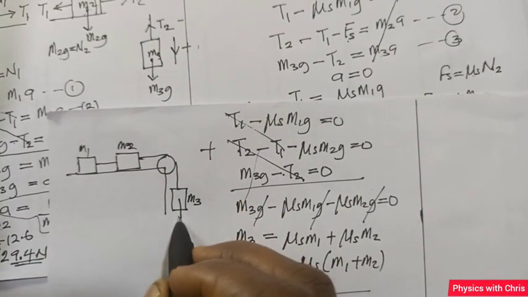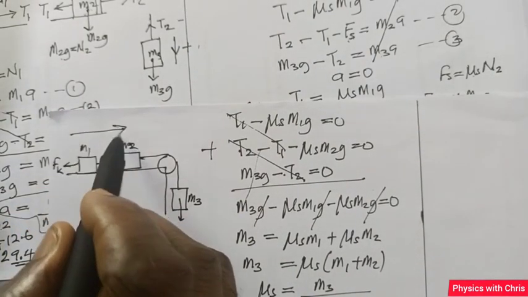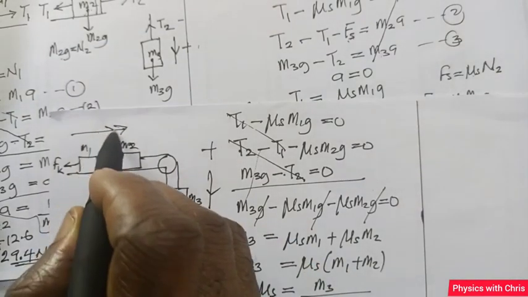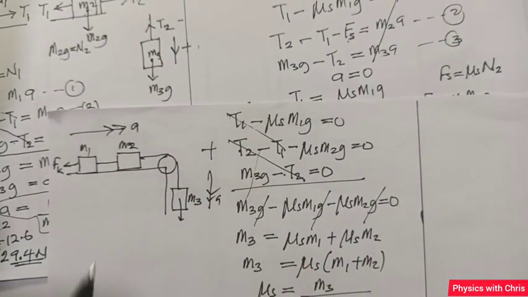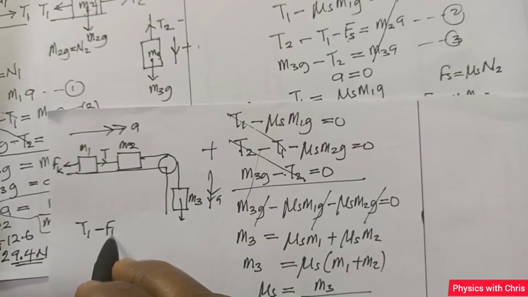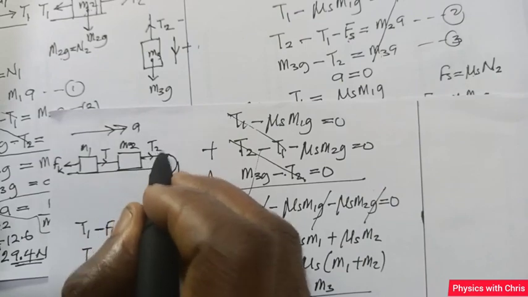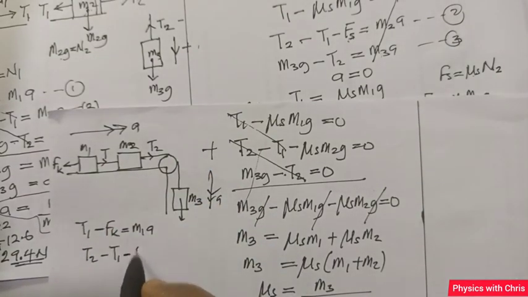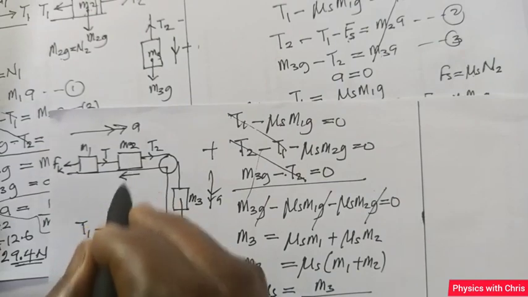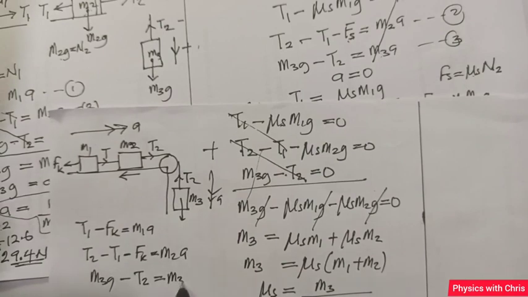So the frictional force Fk, if this block accelerates eventually in this direction, this one accelerates in this direction. For the first block, I have T1 acts here, minus Fk is equal to M1A. And then T2 minus T1 minus Fk, because frictional force equally acts between these surfaces, is equal to M2A. And then M3G, that is the weight of block M3, minus T2, which also acts here, is equal to M3A.